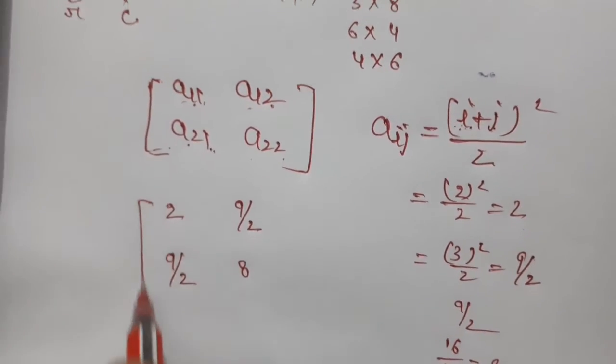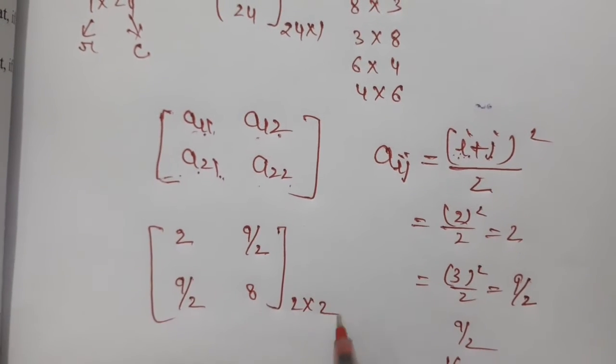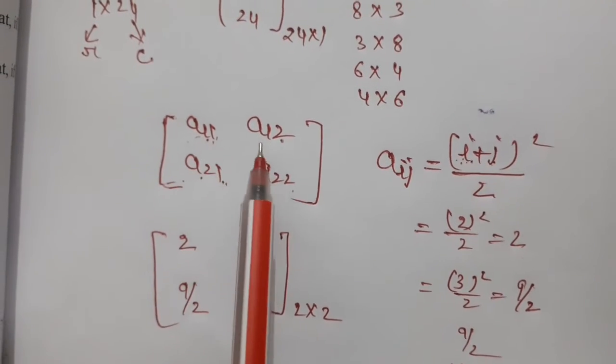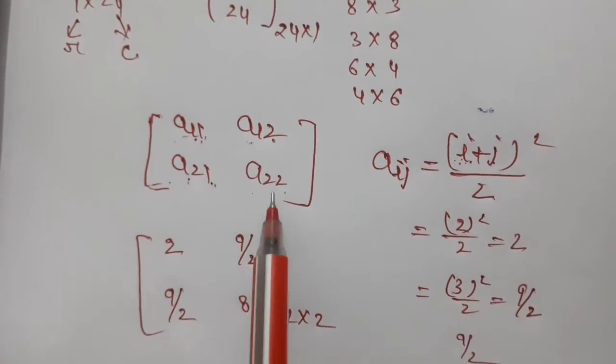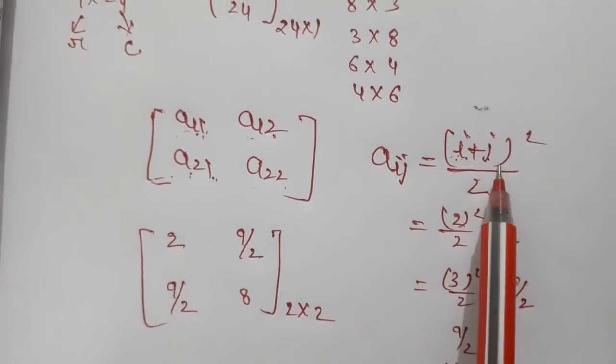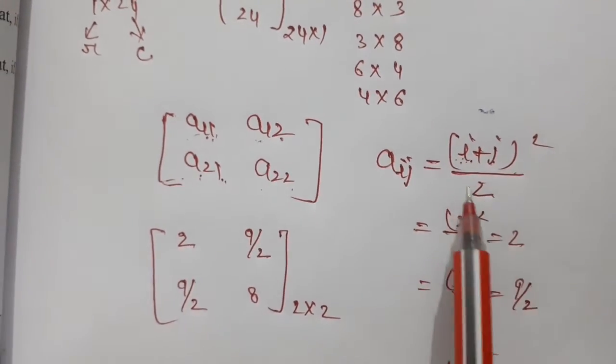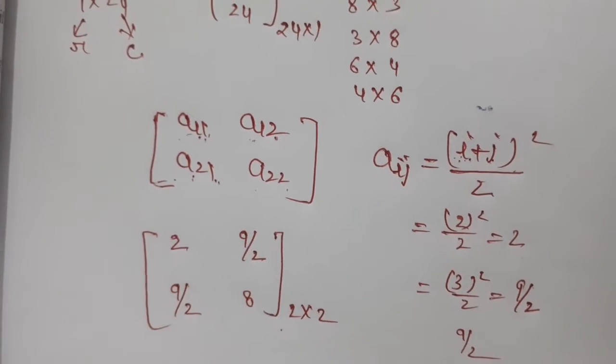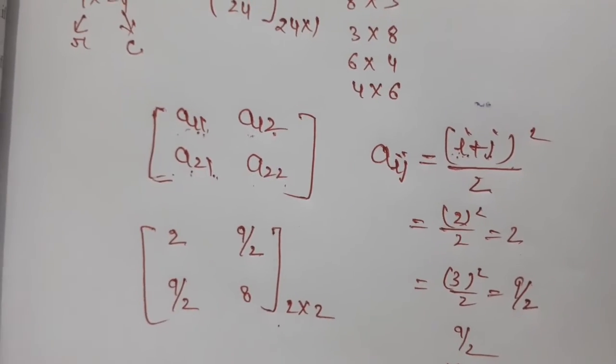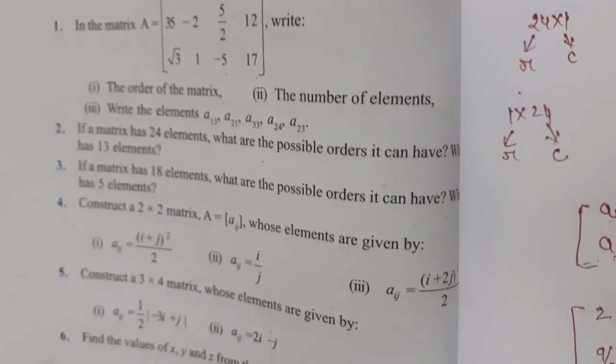In this way, you can make a matrix of order 2 cross 2. You can write down the elements A11, A12, A21, A22. Put i equal to 1, j equal to 1 here. Put i equal to 2, j equal to 2 here. Then you can find the elements. Similarly, you can solve the other part of this question. Similarly, you can solve question number 5. It is a simple question.